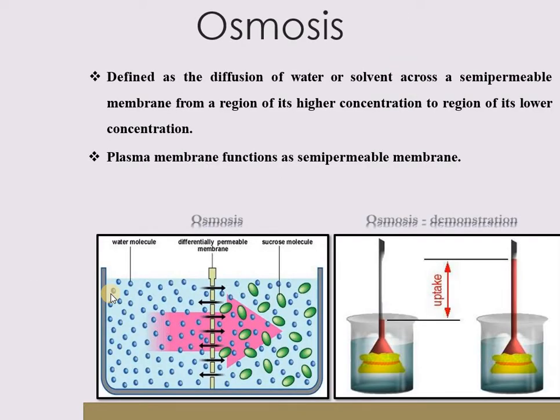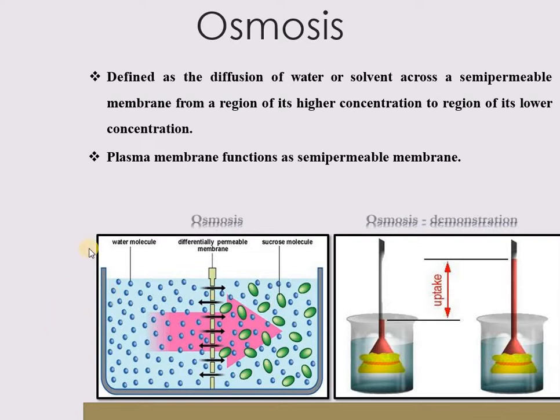Now let us talk about the term osmosis, which is another form of passive transport. Osmosis is defined as the diffusion of water or any solvent molecules across a semi-permeable membrane from a region of higher concentration to the region of lower concentration. So the plasma membrane actually functions as a semi-permeable membrane in the case of living organisms.